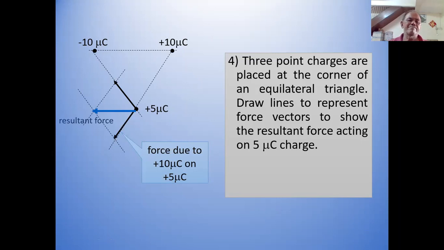You resolve it. Let's look for the repulsive force of minus 10 on 5. The attractive force is there, and the attractive force between the 10 and the 5 is there. Then complete your parallelogram. That is your resultant. That's your first semester work. Your homework, you have to calculate the value.